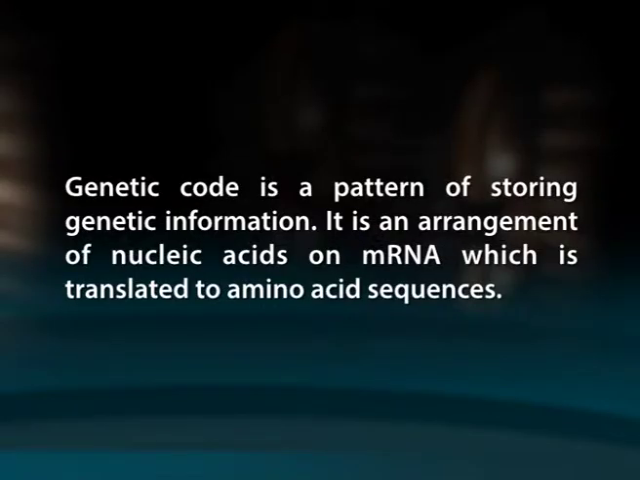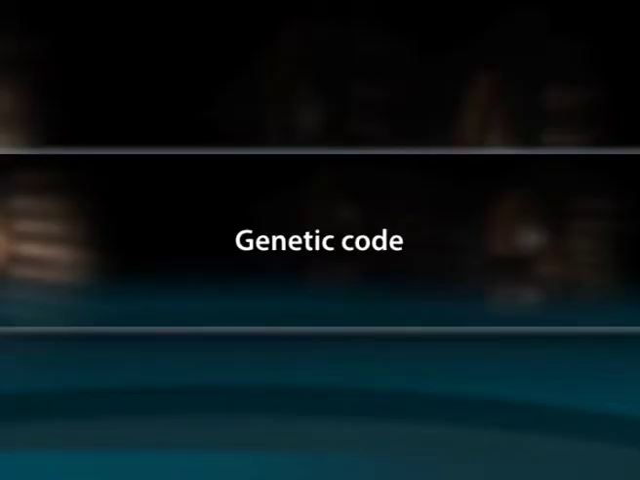First of all, we must understand the genetic code and its features. This genetic code is a pattern of storing genetic information. It is an arrangement of nucleic acids on mRNA which is translated to amino acid sequences. Translation, as the word implies, is converting something like a code or any unknown language to an understandable format. The amino acid sequences make sense. They are in fact modified to fully functional proteins. Now, let us deeply study the genetic code.